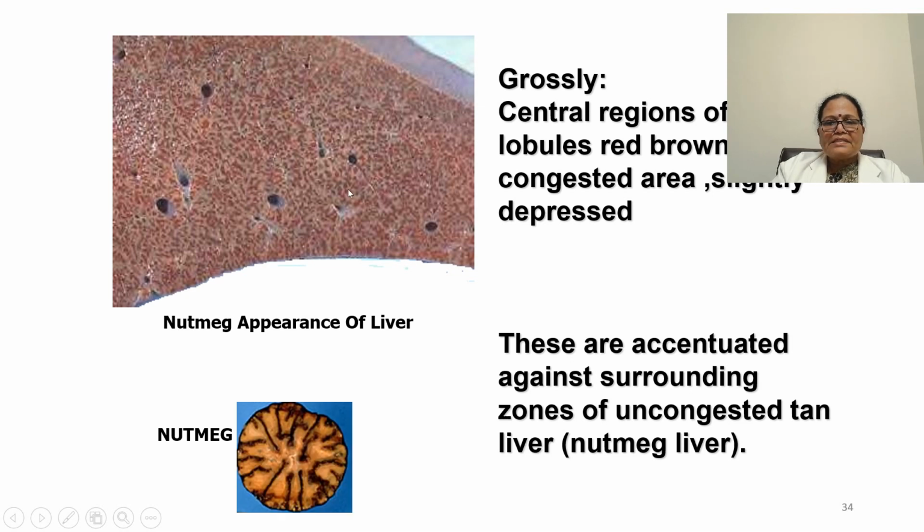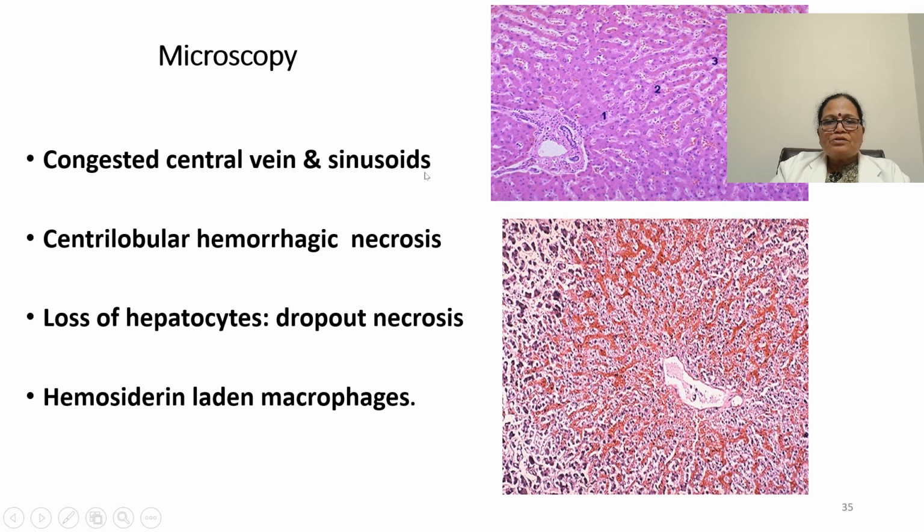this is a nutmeg. Microscopy: congested central veins and sinusoids. These are the sinusoids. Centrilobular hemorrhagic necrosis. Because of the congestion, there is necrosis. And whenever there is necrosis, the hepatocytes drop out, which is known as dropout necrosis. And whatever is left, the debris is taken away by the macrophages.